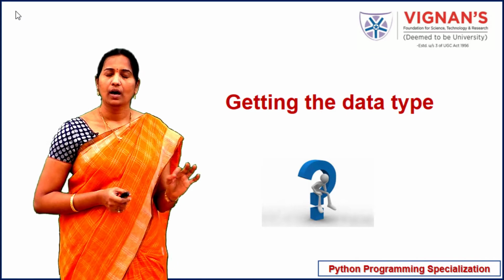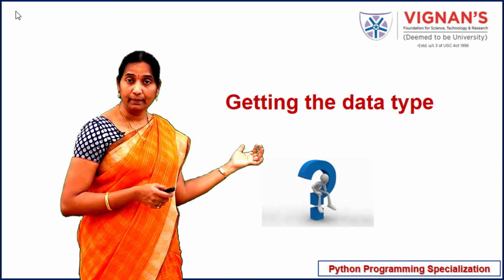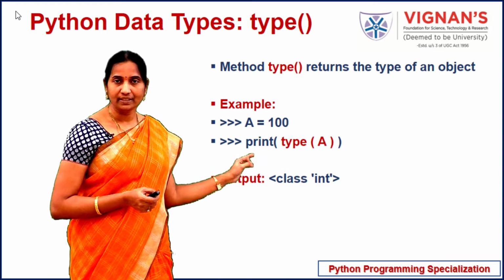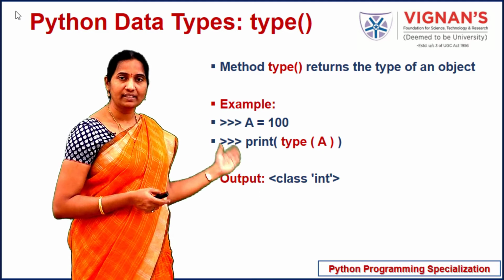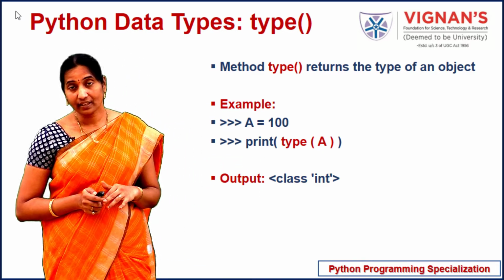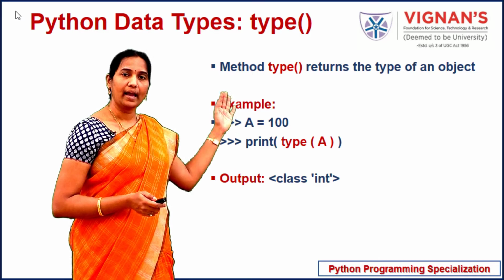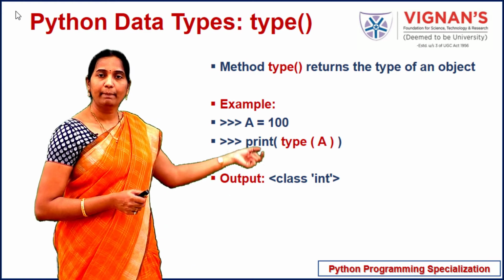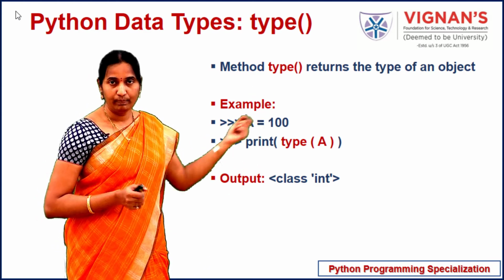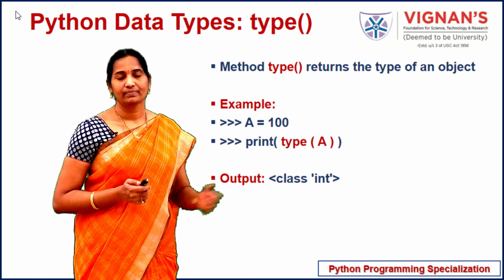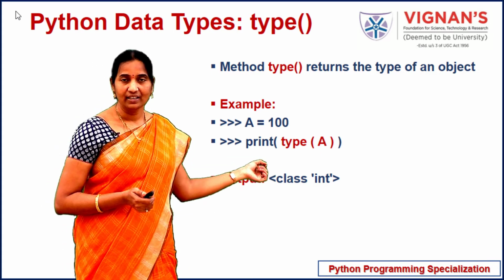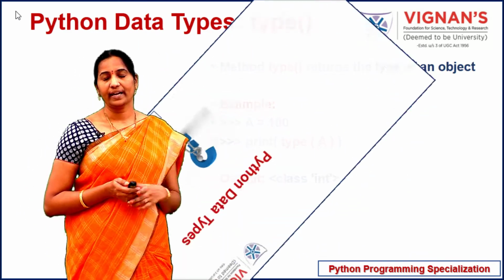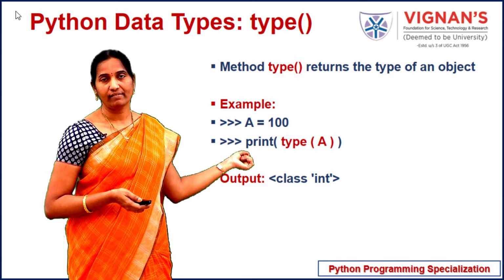Now given a variable, how do I understand to which type the variable belongs? Python provides a special method, the type method, to understand, given the variable or the value, what type it belongs to. For example, I have a variable a which is assigned the integer value 100. Then when I pass that variable a to the type method, it returns the class int. That means Python is saying that the variable a is holding an integer type of value. That's how you can understand the type of the variable or the value in Python.